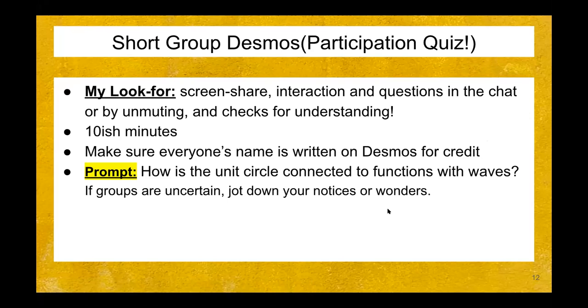Once again, here is the prompt that your groups will be focused on. How is a unit circle connected to functions with waves? If groups are uncertain, you're going to jot down your notices or wonders.